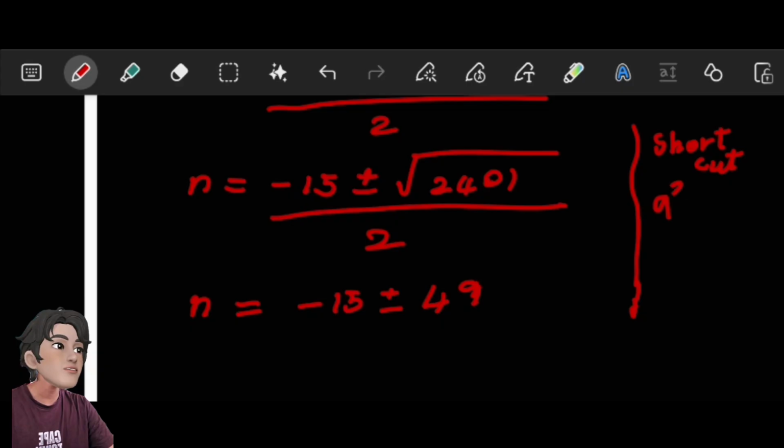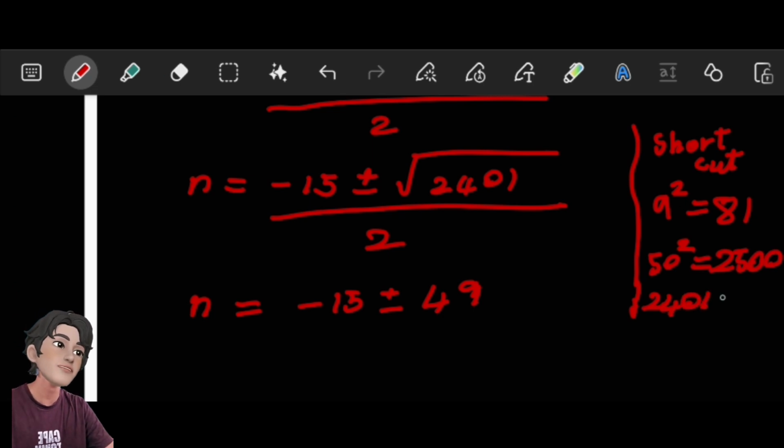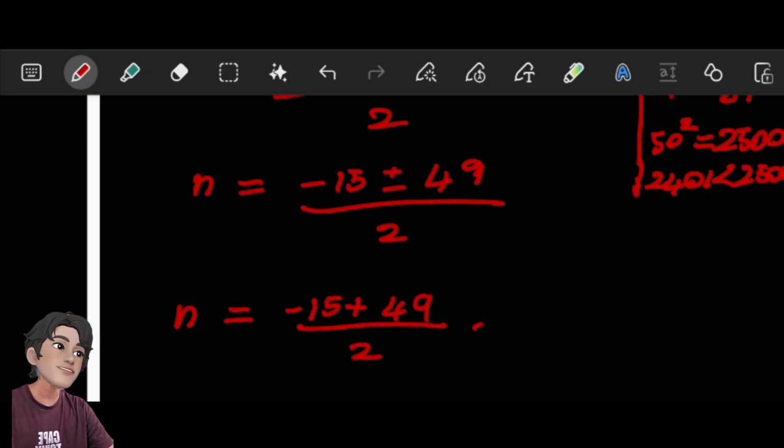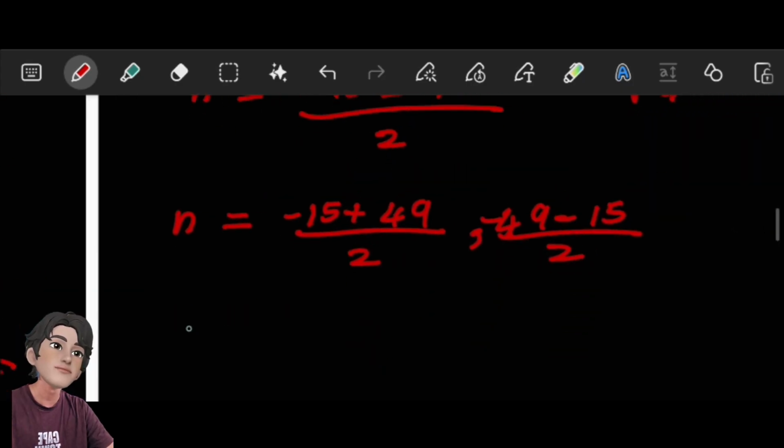Now we can simply arrive at this root because I used a shortcut method for this. The unit digit always remains constant. As we know, 9 square ends with unit digit 1. And the nearest square which I know is 50 square, which is 2500. As 2401 is the nearest square number to 2500, I am taking it as 49, which is the preceding number of 50.